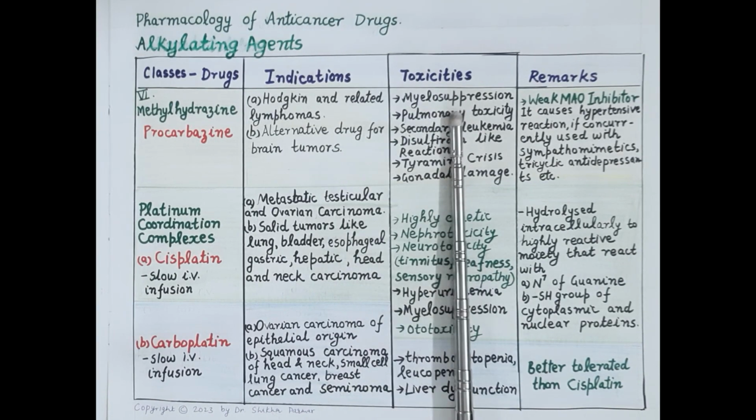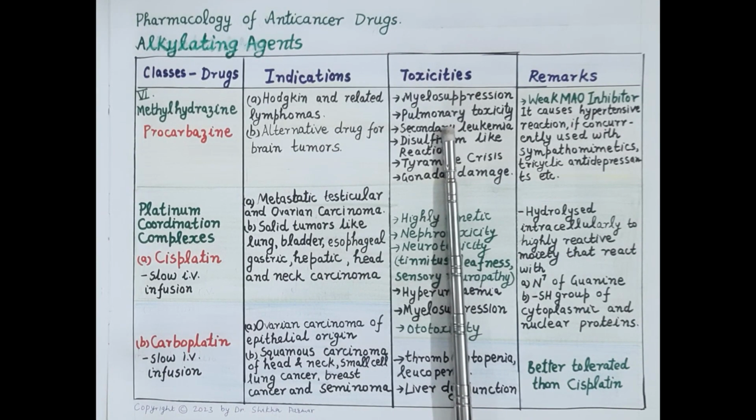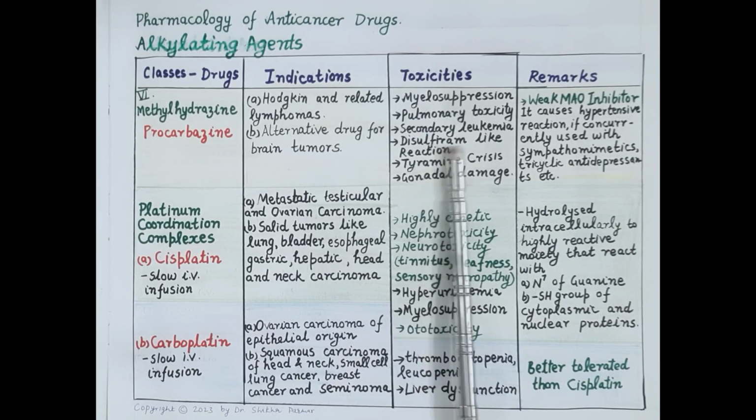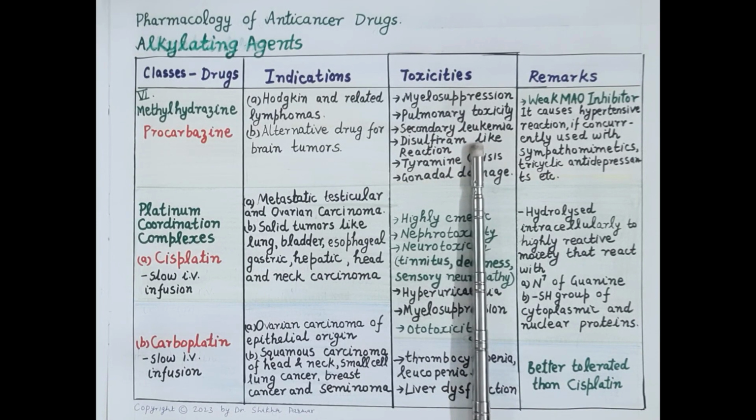Now, toxic effects include myelosuppression. Here, leukopenia and thrombocytopenia are the prominent toxicities. It can also cause pulmonary fibrosis. Now, here it is important to understand that procarbazine causes chromosomal damage and therefore it can produce mutations. And these mutations can result in secondary leukemias with procarbazine.